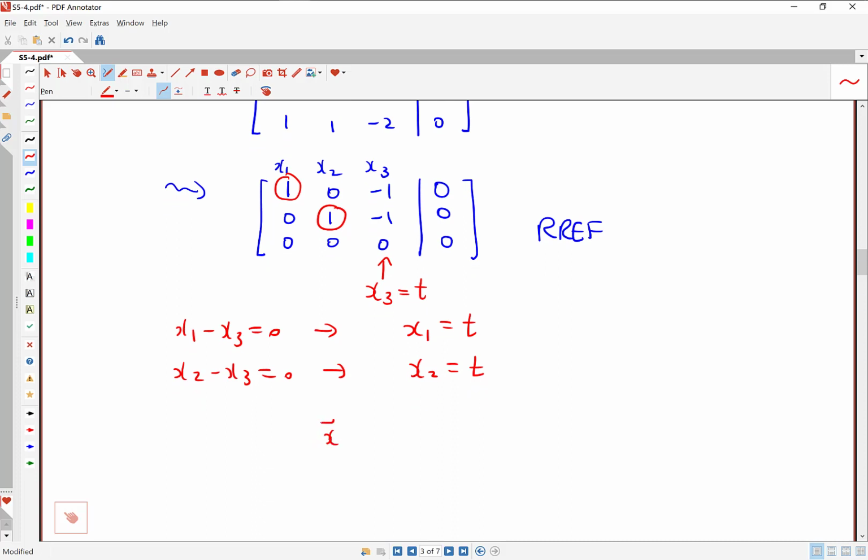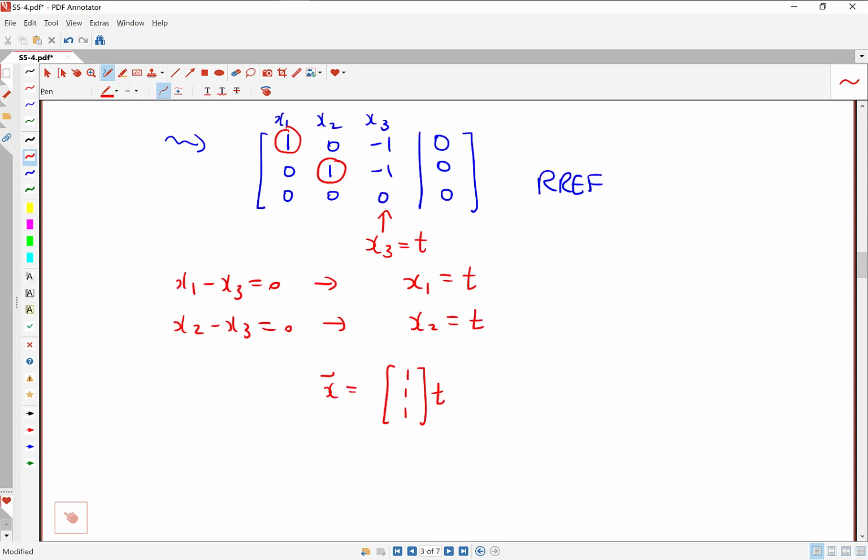If we write that up in vector form, we're saying our solution is 1, 1, 1 times t. So what we're looking for is an orthonormal basis for this eigenspace. Since there's just a single parameter here, that vector 1, 1, 1 is going to be our basis vector. And to normalize that, we're just going to divide by its length. So we would have 1 over root 3 times 1, 1, 1. That is our orthonormal basis for E7.